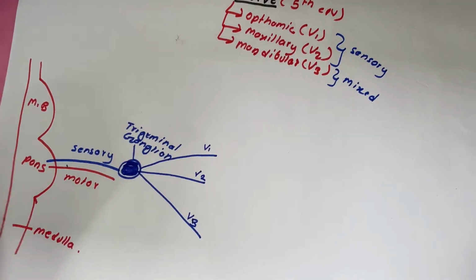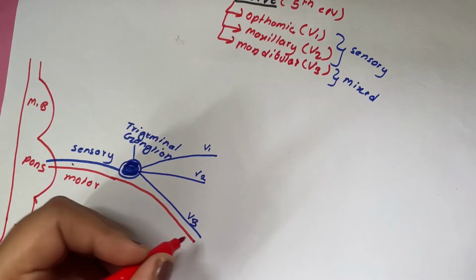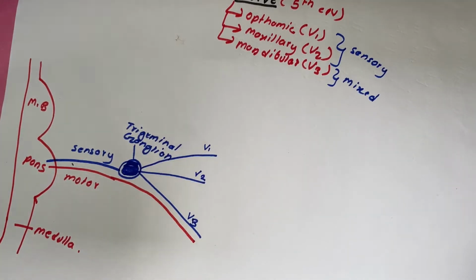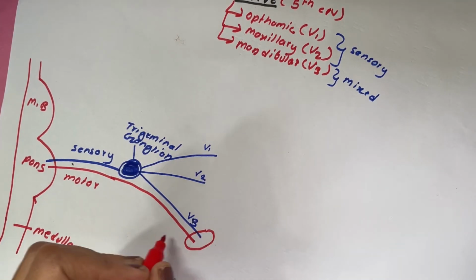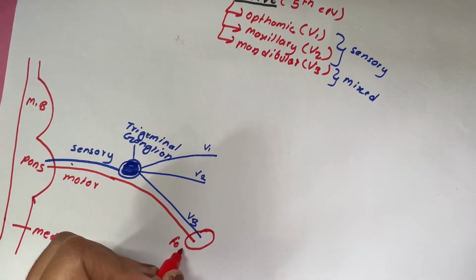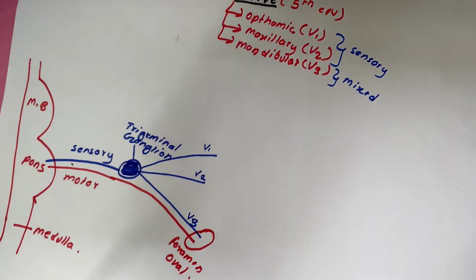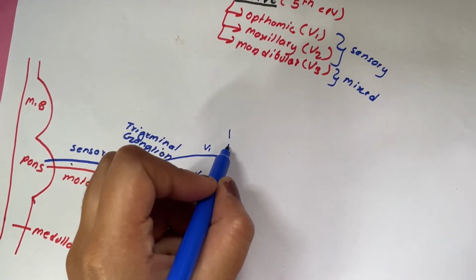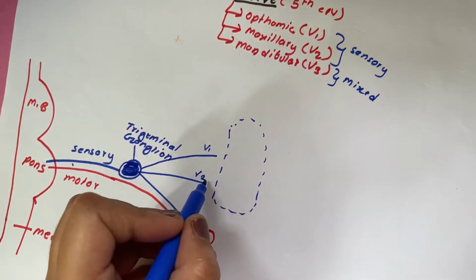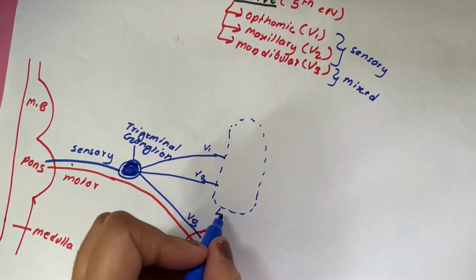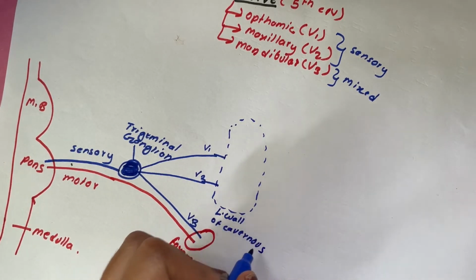As we know, V3 consists of both sensory and motor roots, so being a mixture of sensory and motor, it passes through the foramen ovale, and V1 and V2 pass through the lateral wall of the cavernous sinus.